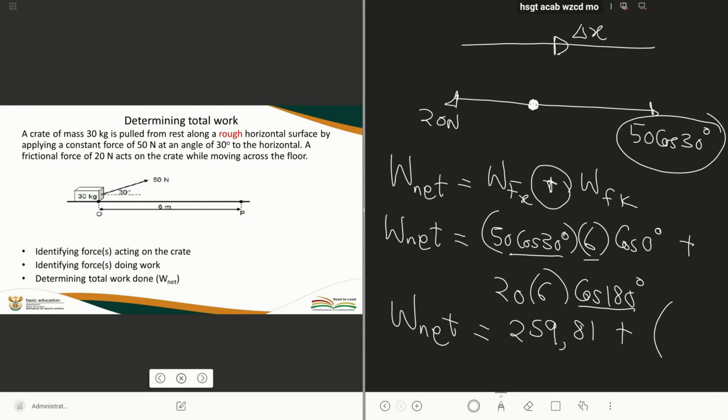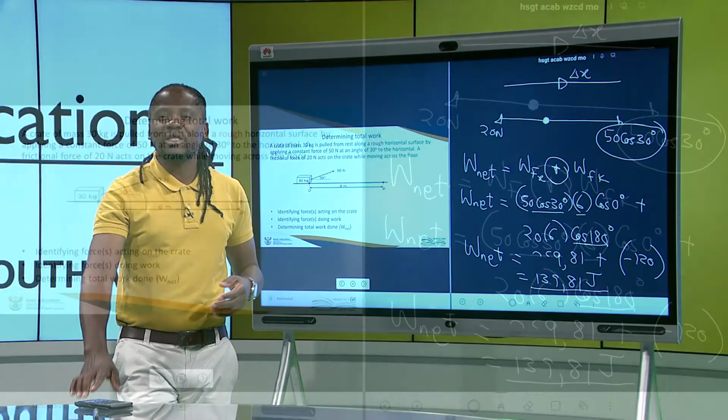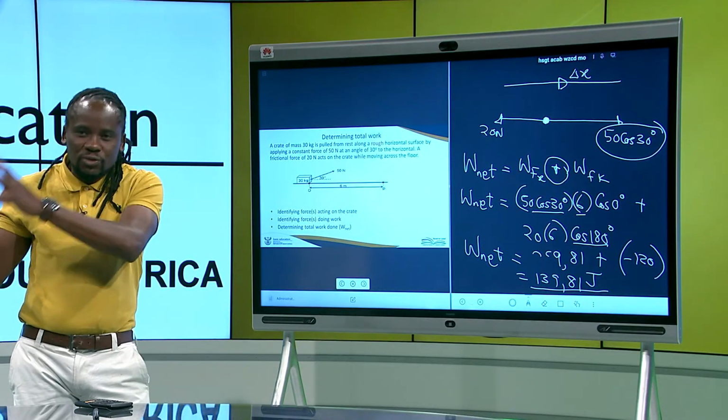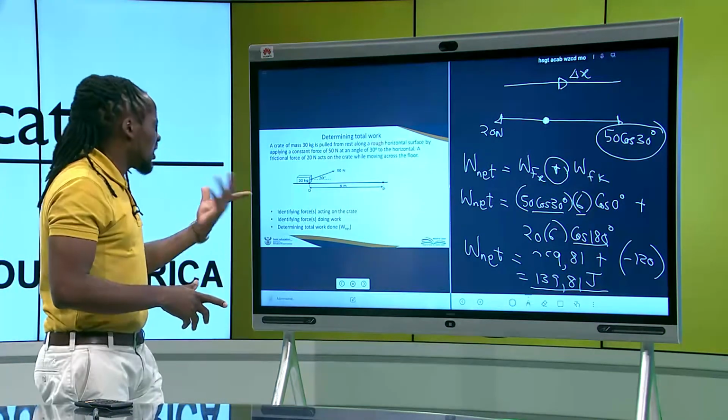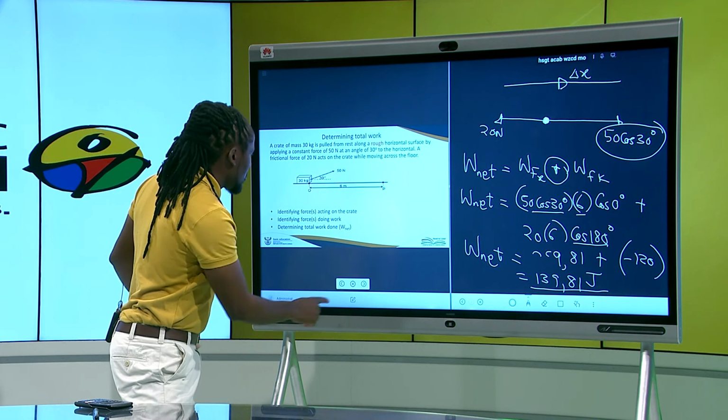So this is going to be -120, right? Be careful, this is the sum for the net, and the negative is the direction, suggesting the work done by the kinetic friction. So 259,81 minus 120 is going to give us 139,81 joules. Take note, this is the total work that is done on the object by those forces that actually do work on the object. I think that was pretty much a simple case, right?